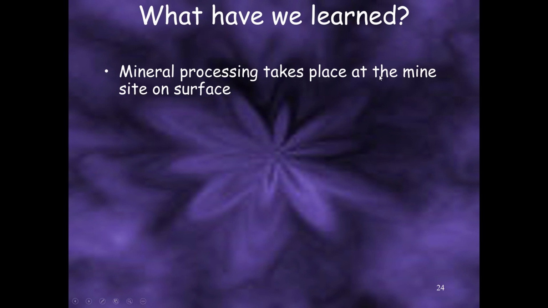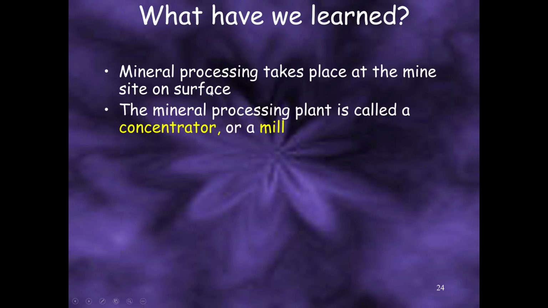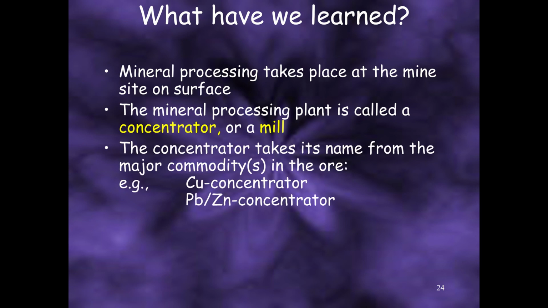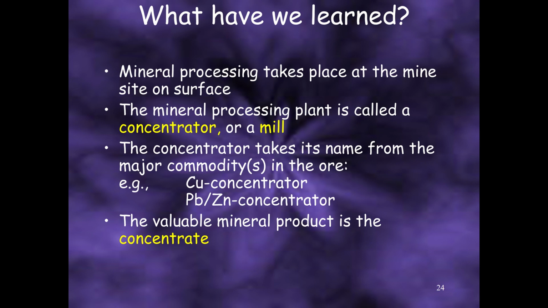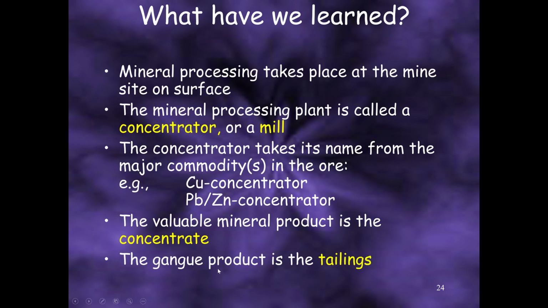So what have we learned so far? Mineral processing takes place at the mine site on surface. The mineral processing plant is called a concentrator or a mill. The concentrator takes its name from the major commodities in the world. For example, if we would like to produce a concentrate of copper, we call that mineral processing unit a copper concentrator. Or if it is about lead and zinc, we call it a PbZn concentrator, for example. Therefore, the valuable mineral product that we are going to produce from mineral processing is called a concentrate, and the gangue product is the tailings.